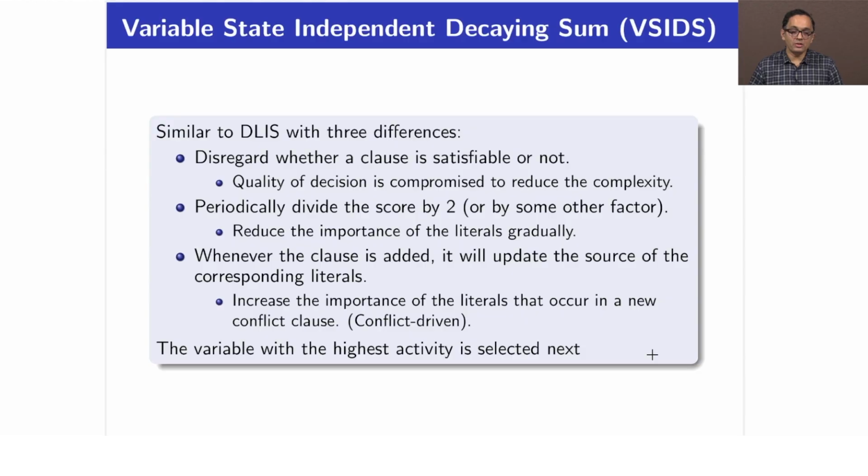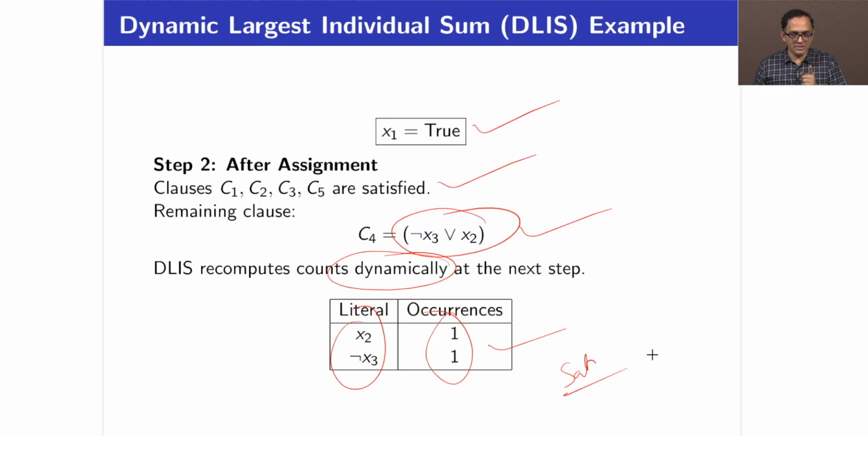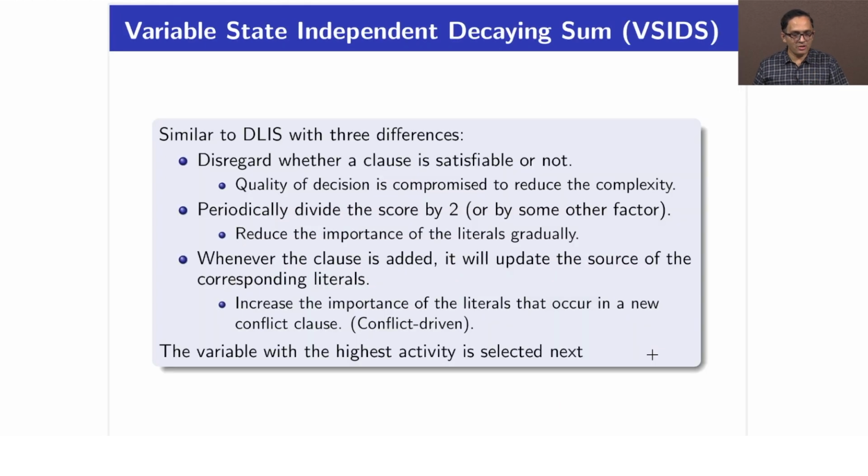Moving on to the next one, which is a better version of DLIS, dynamic largest individual sum. This is called variable state independent decaying sum. It is basically state independent, which is a very important term here, and decaying sum. Again I will maintain the same number, for each literal how many clauses it occurs in. That table I will maintain at the start, but I will do two things here.